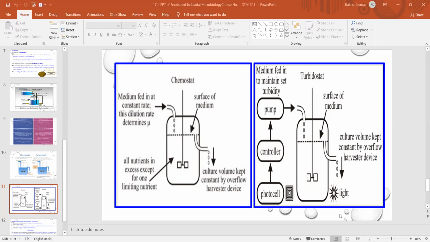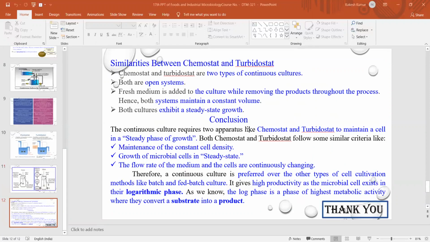And what is happening in this? Here you can see the light source and photocell. The photocell is responsible for collecting information on whatever turbidity level is inside the chamber, which will be recorded by this photocell. Thereafter, it will transmit the information to the controller section, and automatically it will regulate the speed of the pump for feeding substrate material inside the system. So this is the major difference between these two methods, chemostat as well as turbidostat.